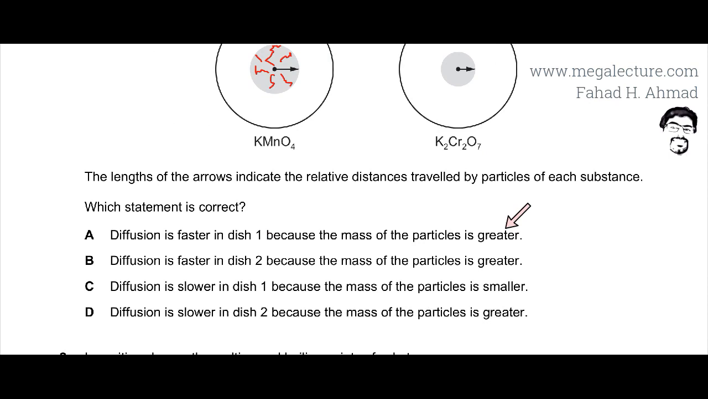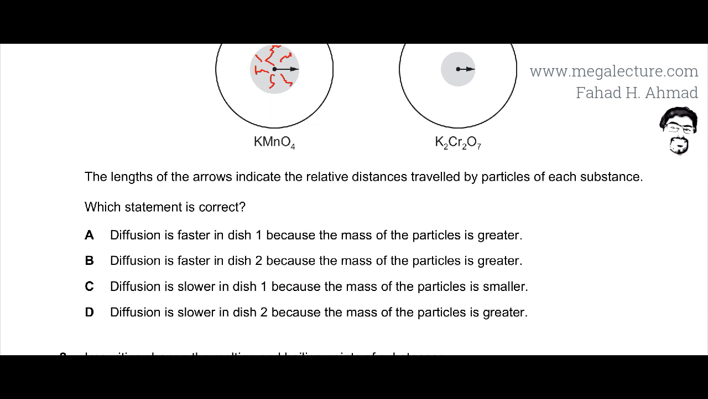So going back to our statements, the first statement: diffusion is faster in dish 1, that's correct. Because the mass of the particle is greater? No, because the mass of the particle is lesser, it's lighter. So the first statement is incorrect. Diffusion is faster in dish 2, that's automatically incorrect because KMnO4 is traveling a larger distance in the same amount of time, so it's faster in dish 1. Diffusion is slower in dish 1, that's also incorrect.